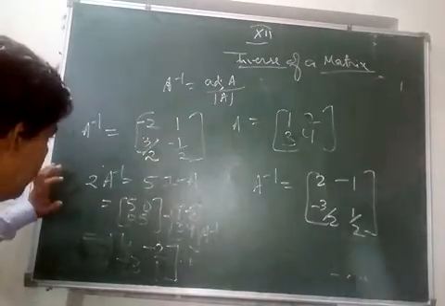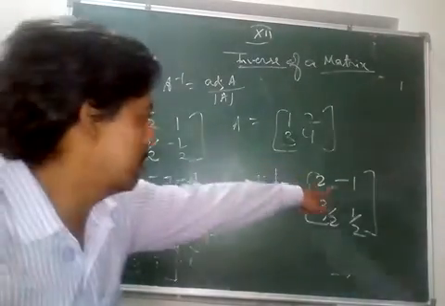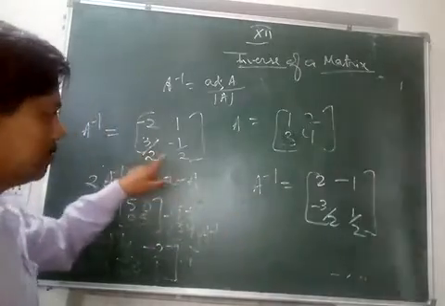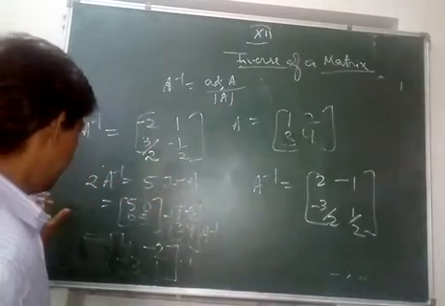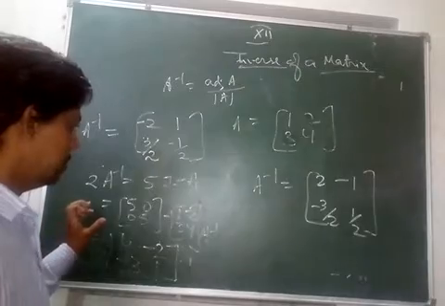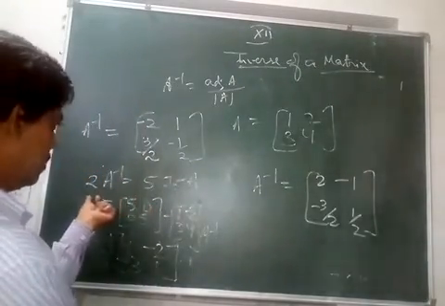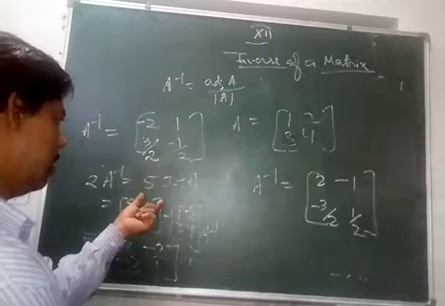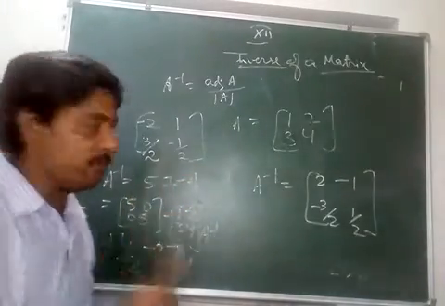Now check this. We are getting 5A minus 1. This is minus 2, 1, and this is minus 2. The signs are not matching. So what we have done here, you have to understand it again. We had this, 5I minus A. So we'll just verify this one more time.